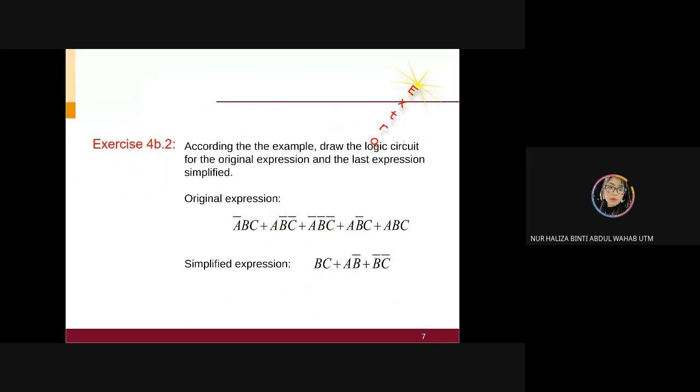According to the example, draw the logic circuit. Okay, this one, you are given the question, the original, without looking at the simplified version. Please try to use your laws, your rules, and also your theorems to get the simplified version. After that, draw the logic circuit from the simplified version. That is only a recap, which is extra, of course, to remind you of your module 4A.